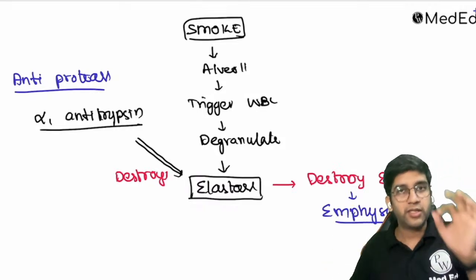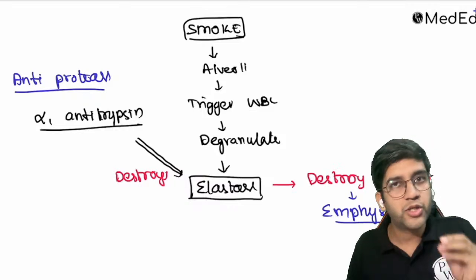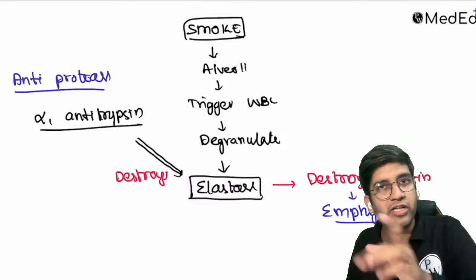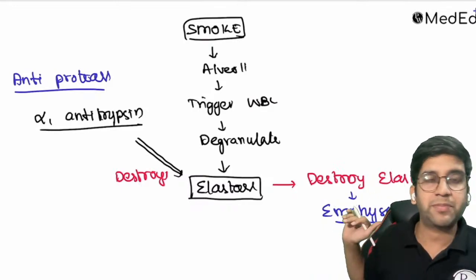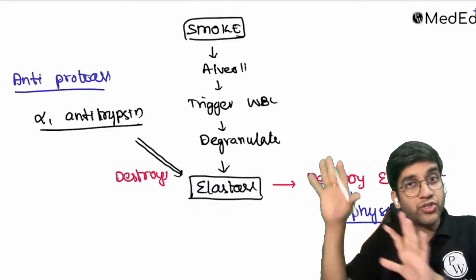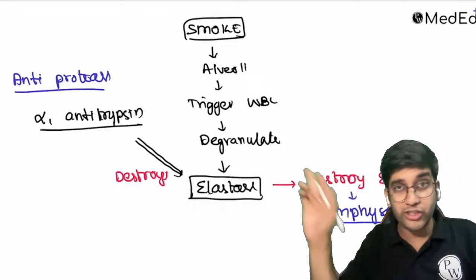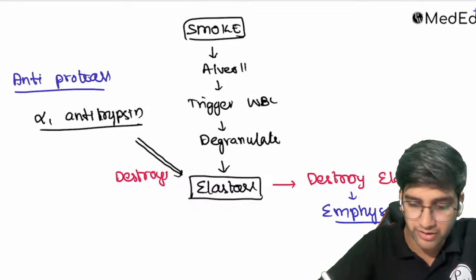So it's simple. You inhale smoke, I inhale smoke, WBCs will release elastase. Once elastase comes, alpha 1 antitrypsin destroys elastase, so that my lung is safe, so that my airway is safe, and I breathe properly in spite of inhaling smoke. So this is what happens in normal tissue. It's not emphysema, right? Now we'll see what will result in emphysema.